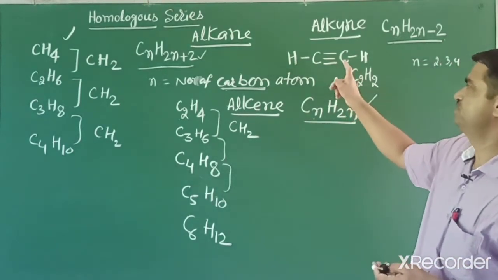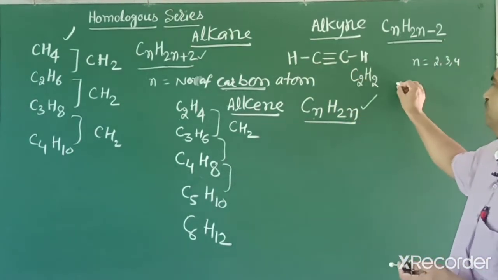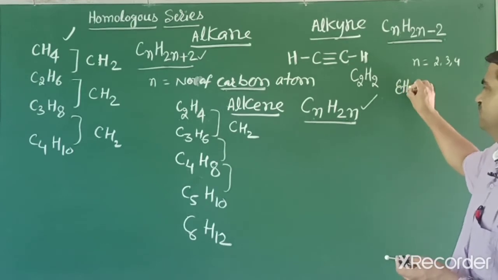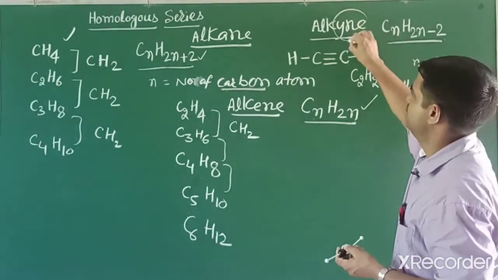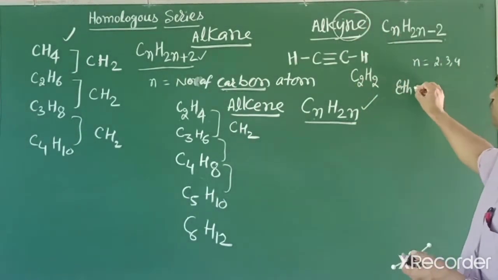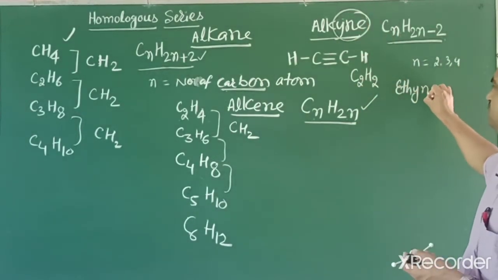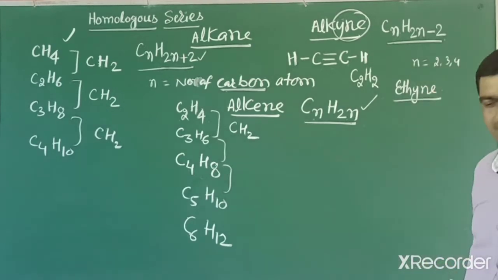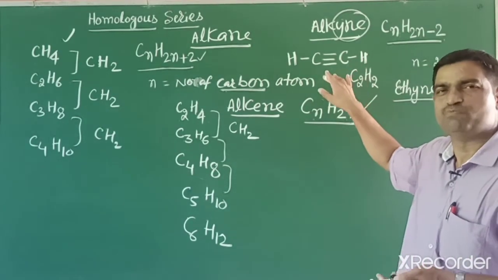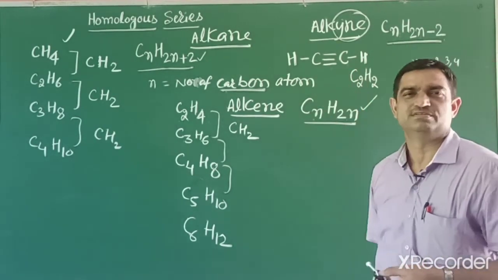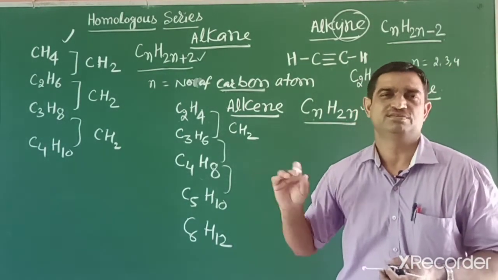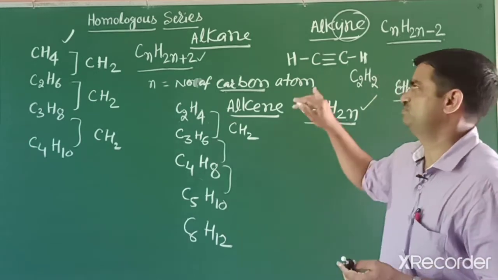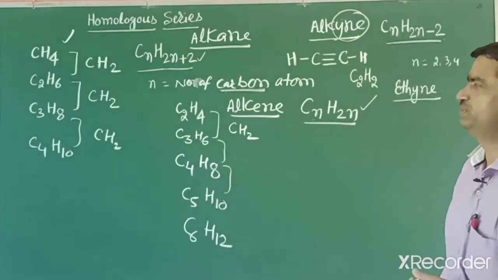First we write 2 carbon, their name is eth, and then we write the suffix "-yne" as a suffix, so its name is ethyne. This gas's common name is acetylene, and it is used for oxygen acetylene welding, in gas welding. This gas we use for welding purposes.